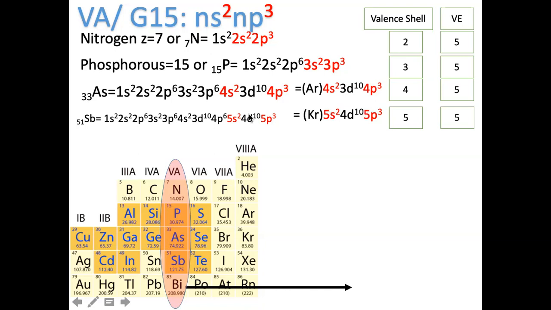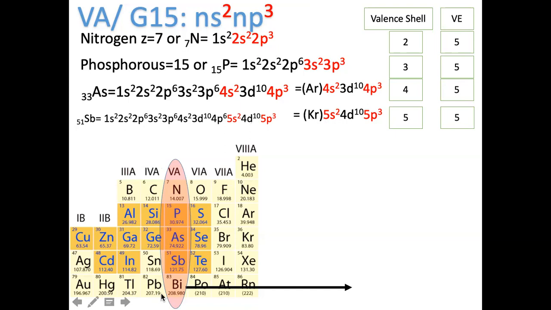Same with antimony. This is the shorthand notation, wherein 1s2 to 4p6 is the electronic configuration of krypton. And take note that we're going to add the valence electrons, that would be 5. And I think that's the reason why it's called group 5A, or group 15 in IUPAC naming.